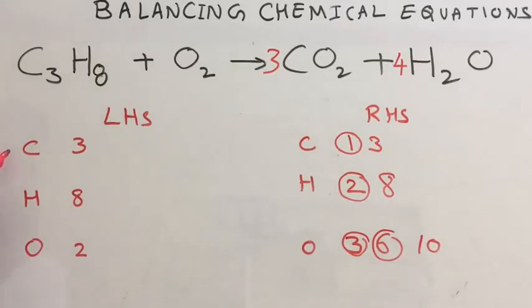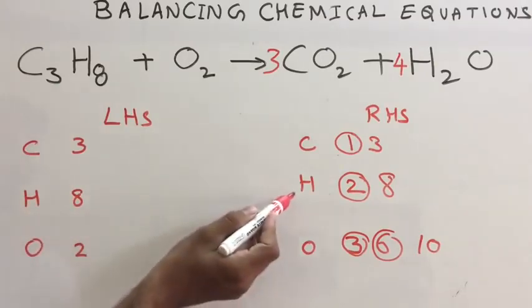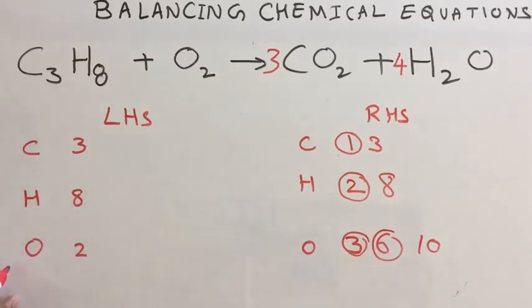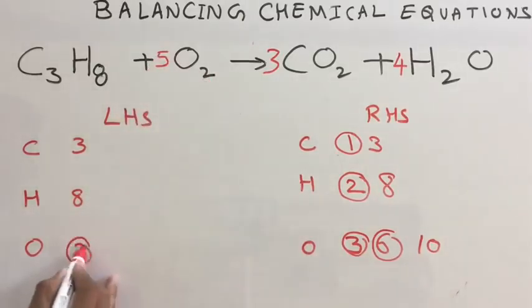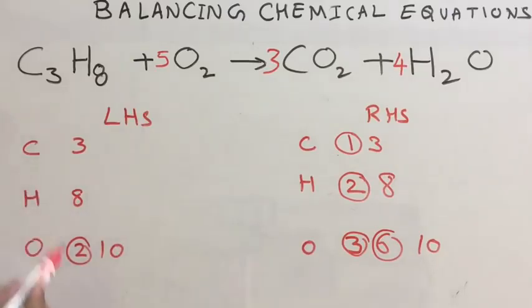Now compare. Carbon, you have 3 on LHS, 3 on RHS, balanced. Hydrogen, you have 8 on LHS, 8 on RHS, balanced. But oxygen, you have 2 on LHS, 10 on RHS. So simply multiply with 5, 5 twos are 10. Thus you check here 3, 8, 10, 3, 8, 10. So your equation is balanced.